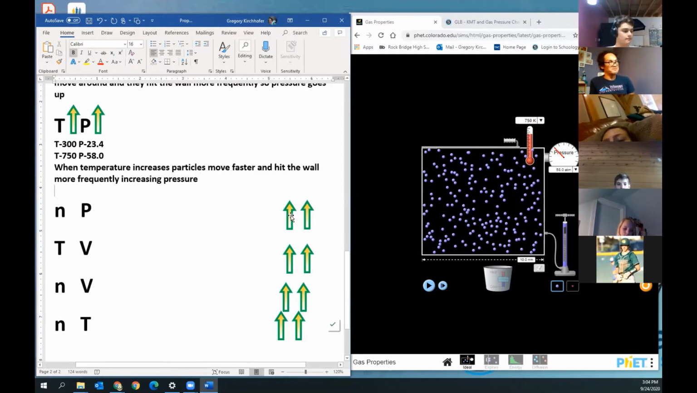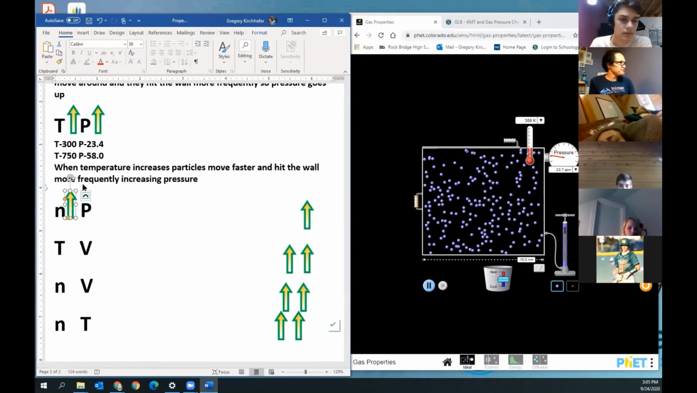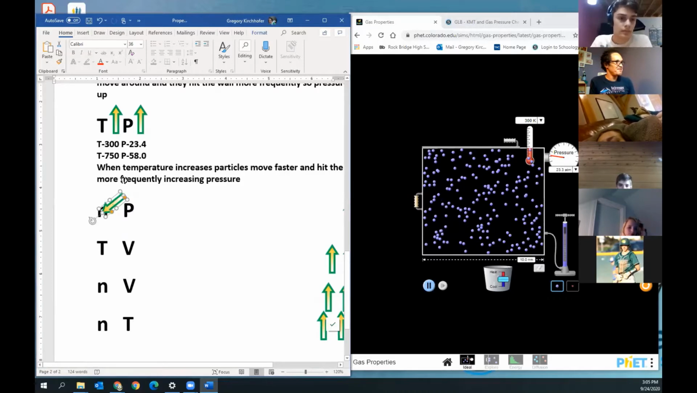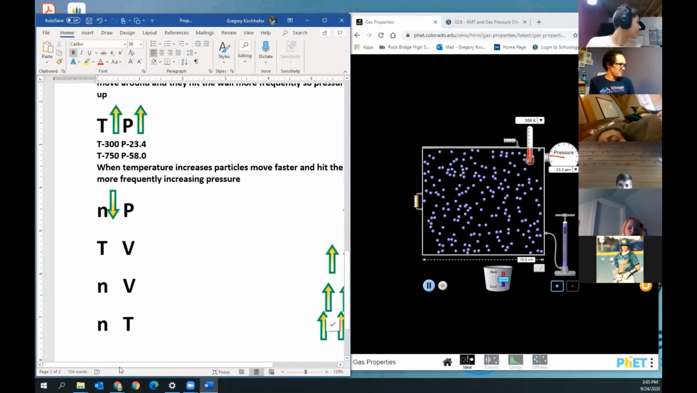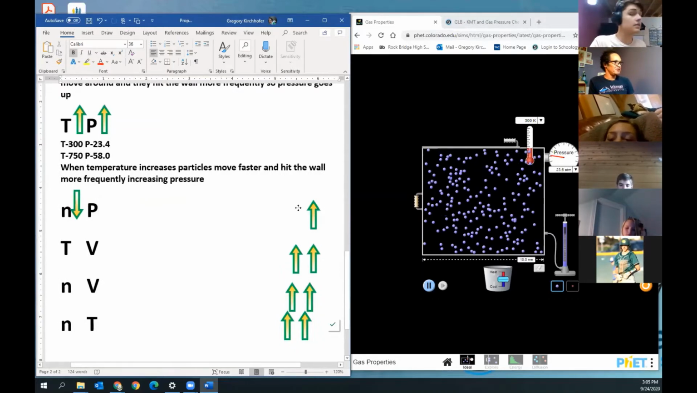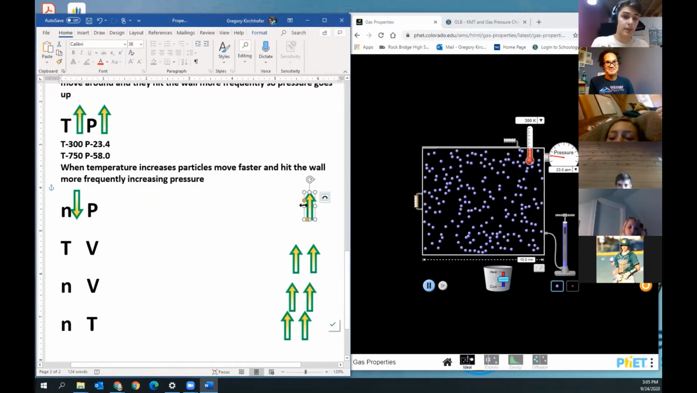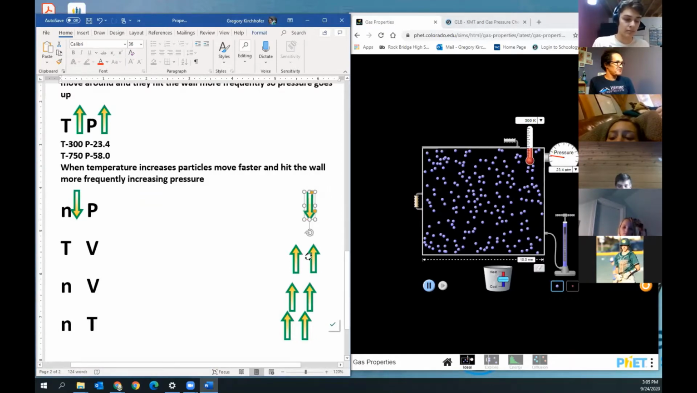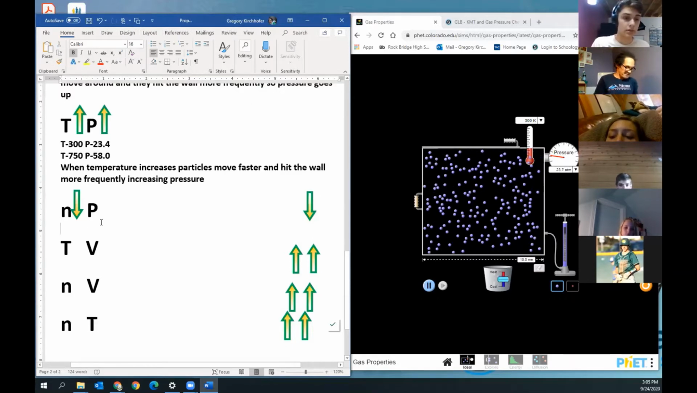Number and pressure. Should we go up or down with number? What do you guys think? Should we increase the particles or decrease the particles? We can do either one. Let's decrease them. Why not? So if we have fewer particles, will there be more pressure or less pressure? Less pressure. Less, yeah, right. Probably because if there's fewer particles, they won't hit the wall as much because there's less of them. Yeah, that seems to make sense.